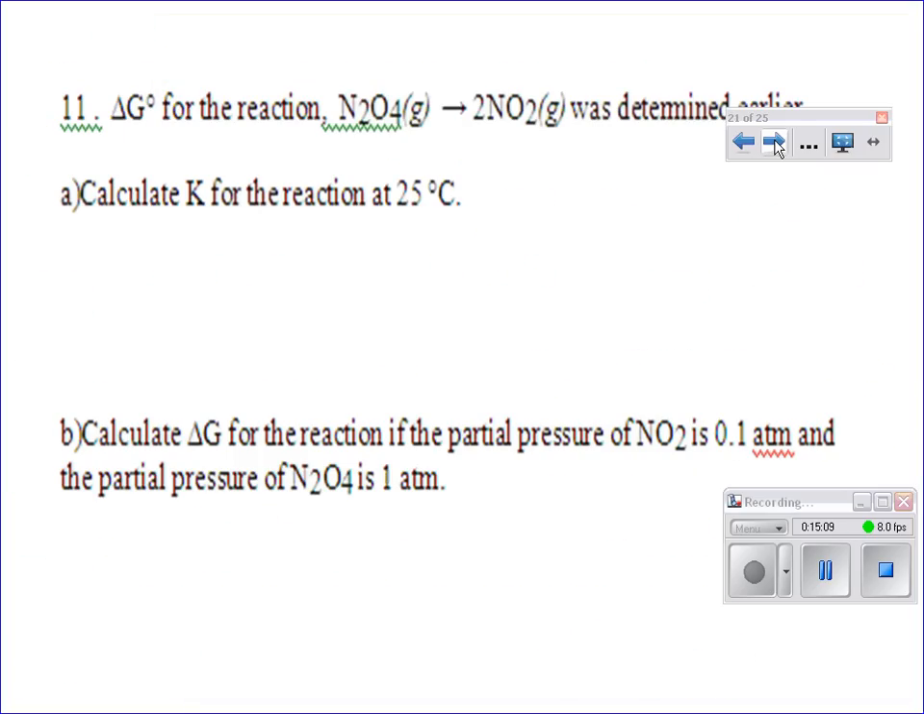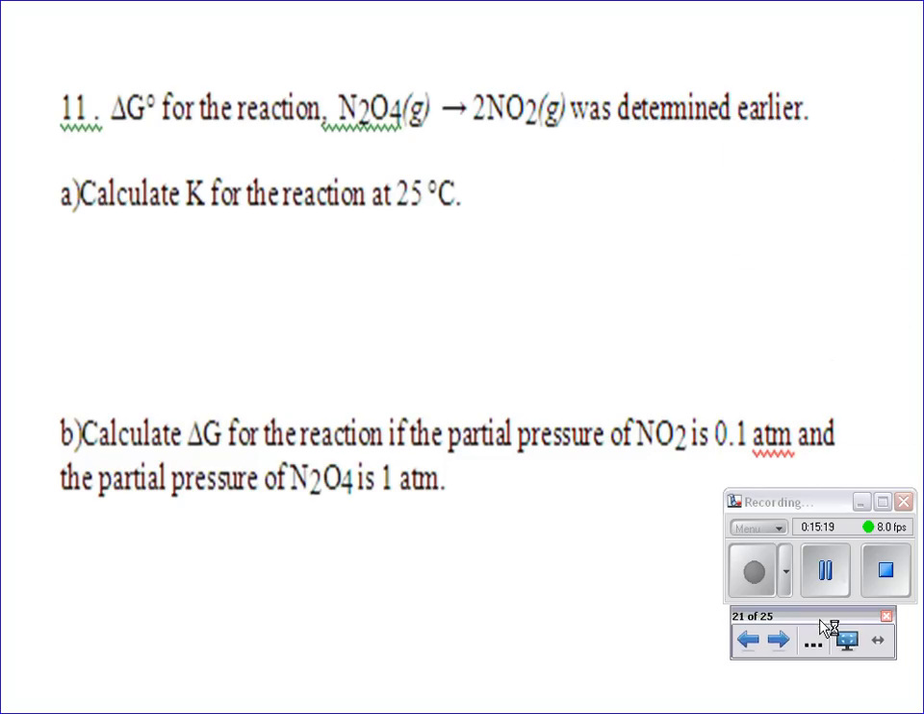Number 11. All right. Delta G naught for the reaction was determined earlier. No, it wasn't, because we were lazy that day. So we need to find delta G naught. Since it's delta G naught, that's good news, because what does that mean we can do? It's at 298, so what does it mean we can do?